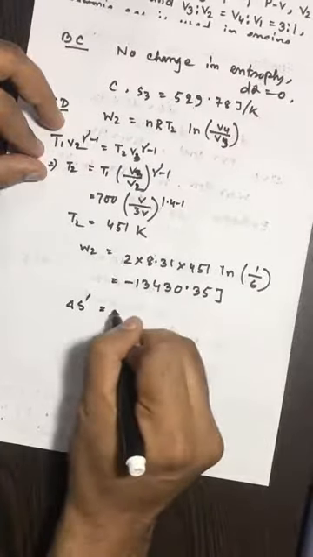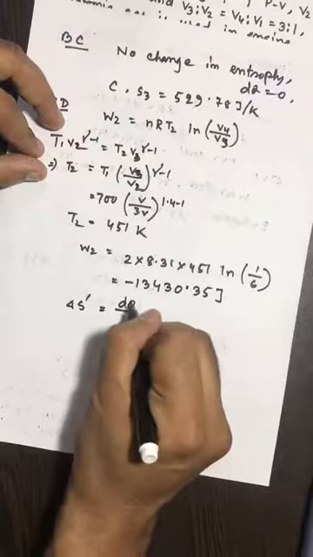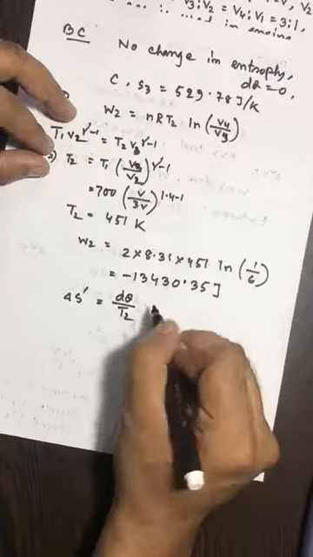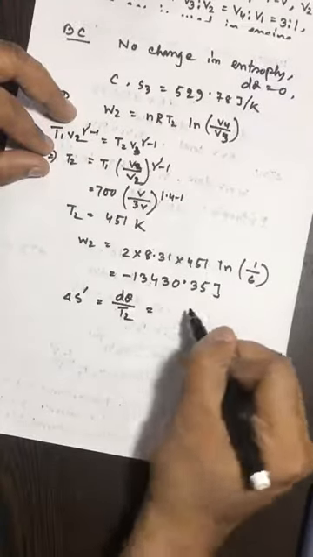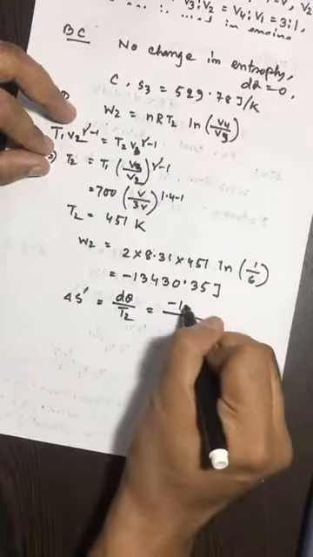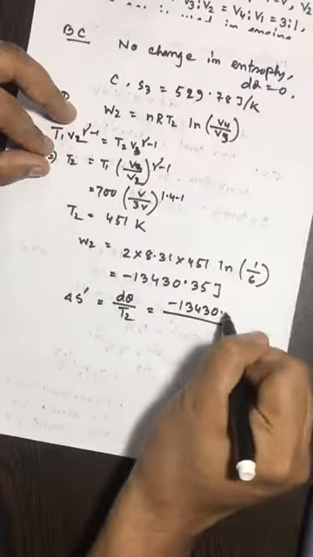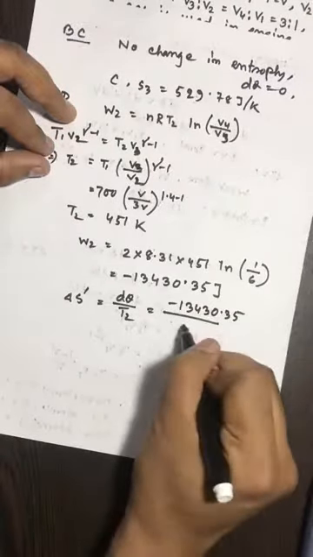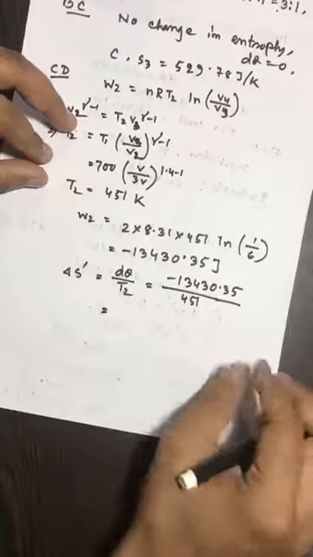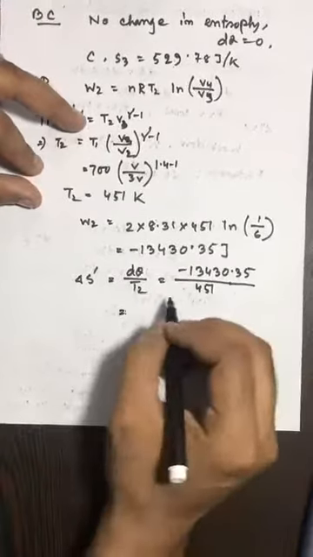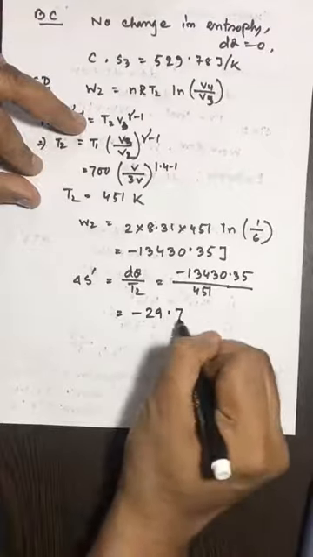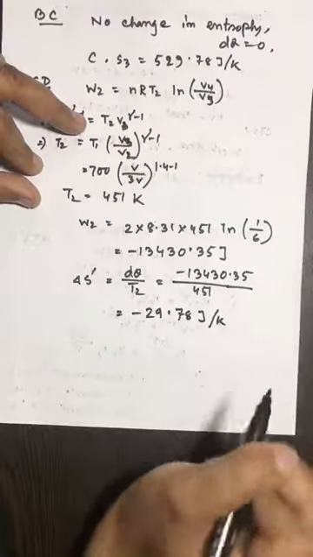So dQ by T. dQ, we know, equals dW, because dQ is not present here. So dQ equals dW, which is minus 13430.35, and T2 is 451 Kelvin. So we can write it down, and the result is minus 29.78 joule per Kelvin. Clear?